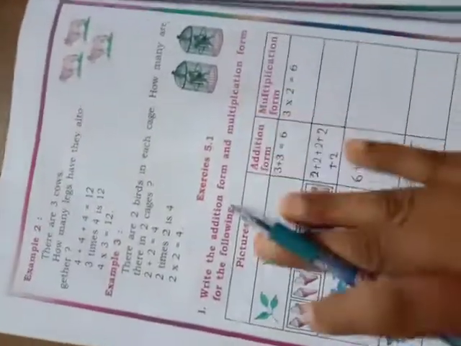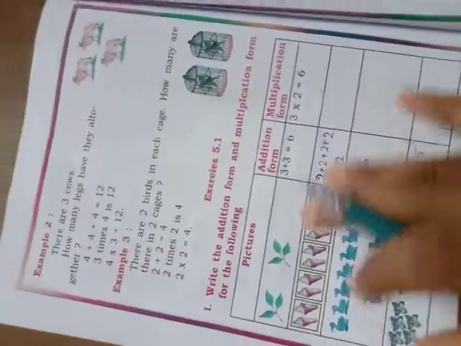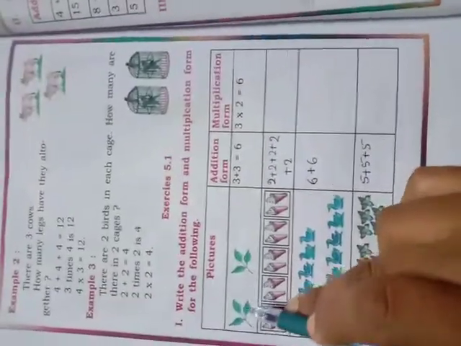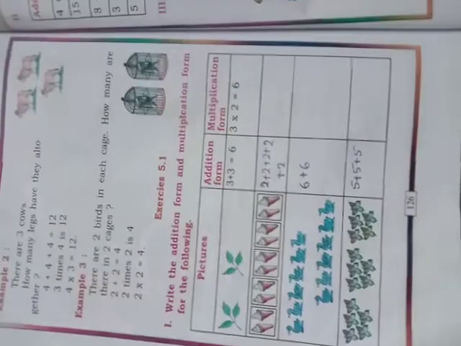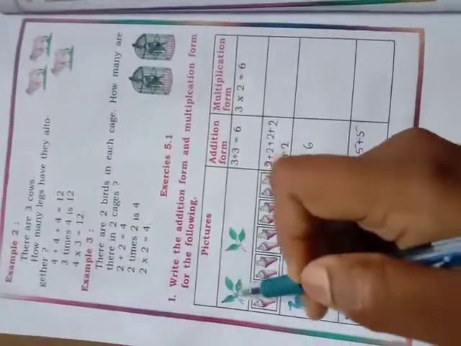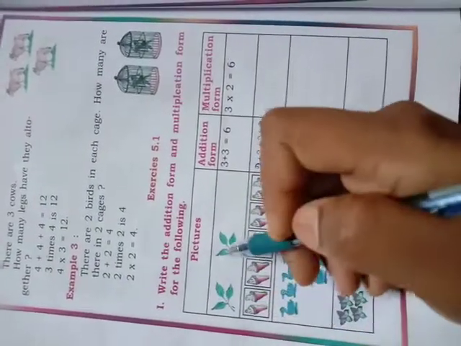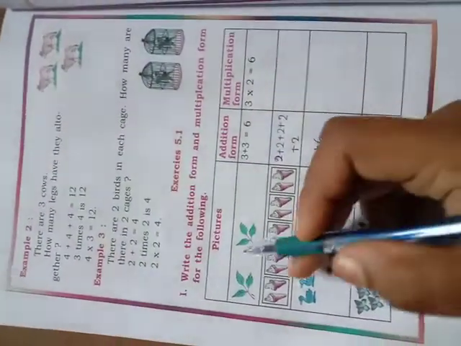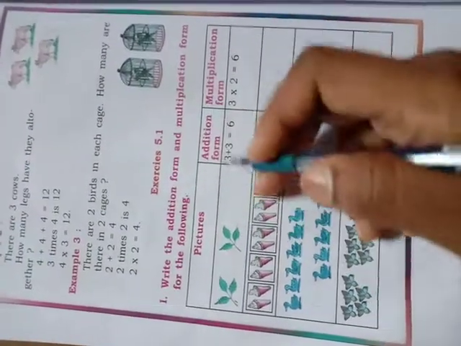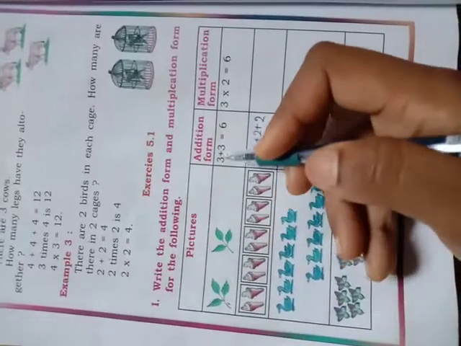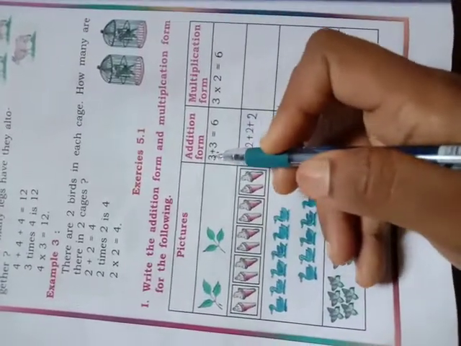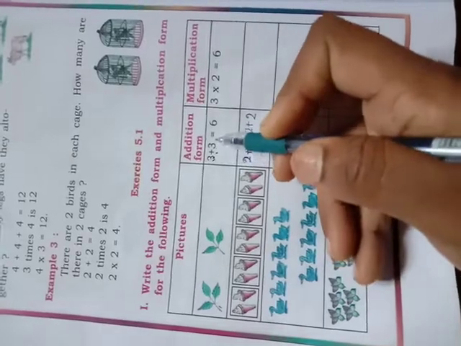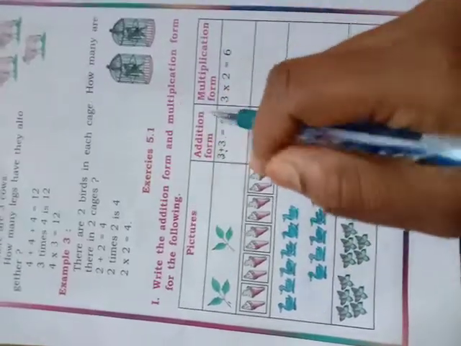See, in one column they gave a picture, in the second column they gave the addition format, and in the third column they gave the multiplication format. Now what will we do? First, what is this, children? These are leaves. In each group there are 3 leaves. Here 3 leaves, here 3 leaves. So we will add this 3 two times. 3 plus 3 is equal to 6. This we call the addition format.